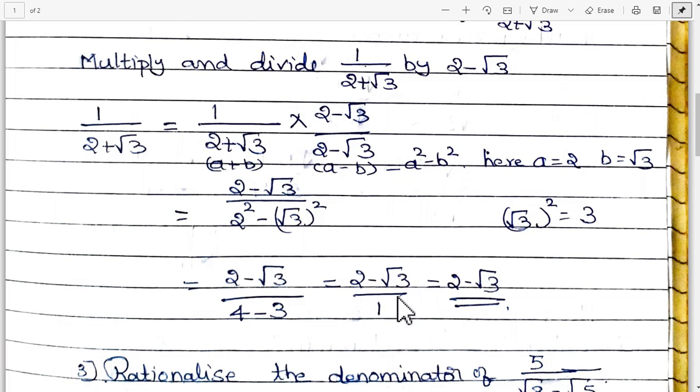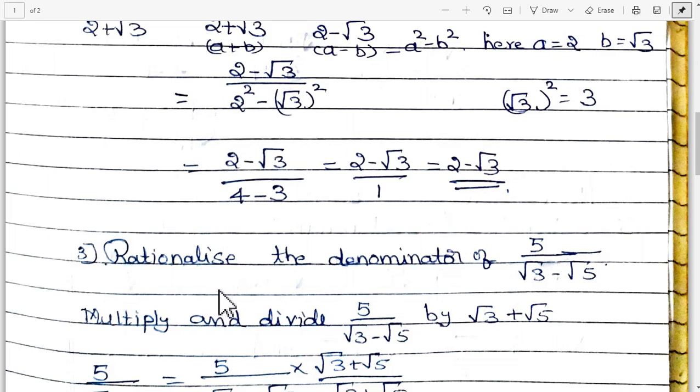Now in the denominator an irrational number is not there, so this is now rationalized. So 2 minus root 3 by 1, any number by 1 is the same number, 2 minus root 3. 3 by 1 is 3. 4 by 1 is 4. Same way here also 2 minus root 3.